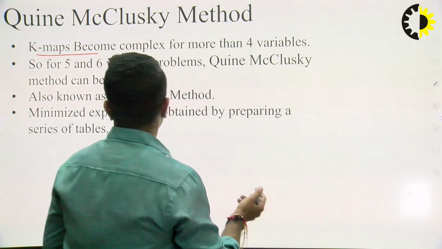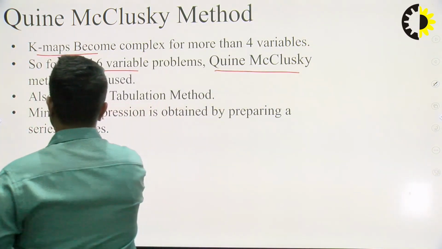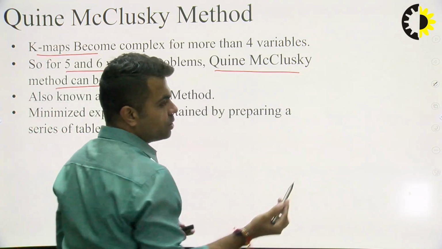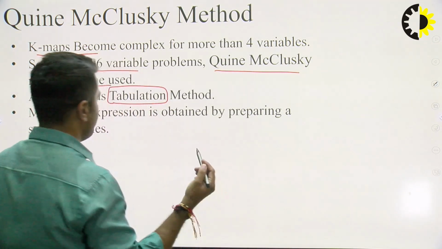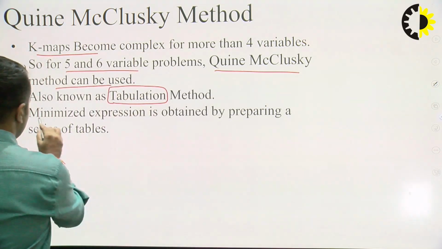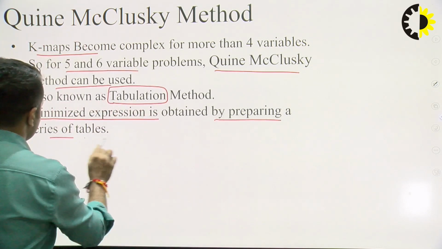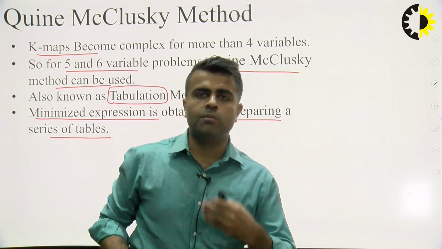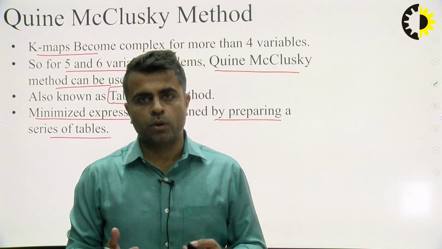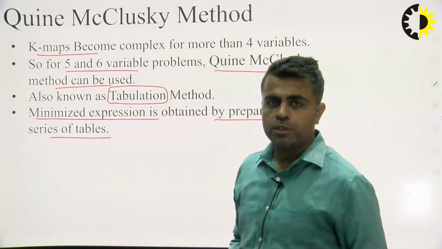So for 5 and 6 variables, Quine McClusky method can be used, and this is also known as the tabulation method. Why is it known as the tabulation method? Because we will be preparing multiple tables again and again in this method. That means we will be finding the minimized expression by preparing a series of tables: table 1, table 2, table 3 and so on, till we get the groups. This is the basic of Quine McClusky method or tabulation method.